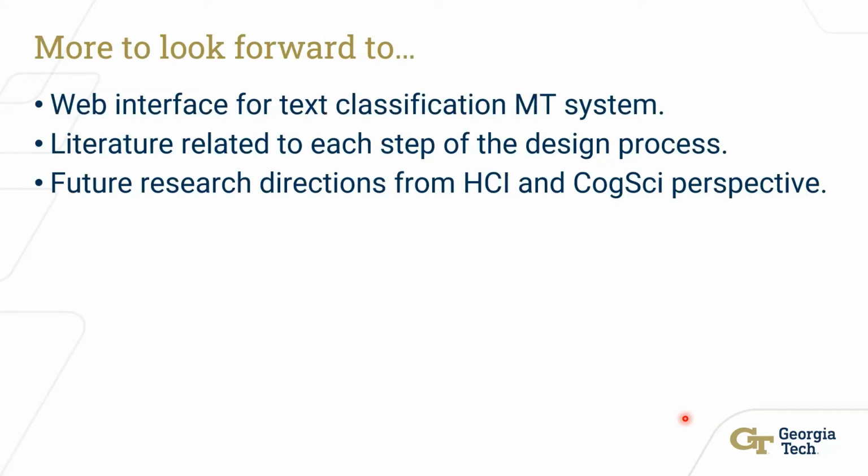If you end up reading our workshop paper in more detail, you'll find the web interface that we developed for our machine teaching system and all the big and small decisions that went into making it. We have also discussed previous research related to each step of the design process that we discussed. And we finally end the paper with 5 future research directions from human computer interaction and cognitive science perspective.